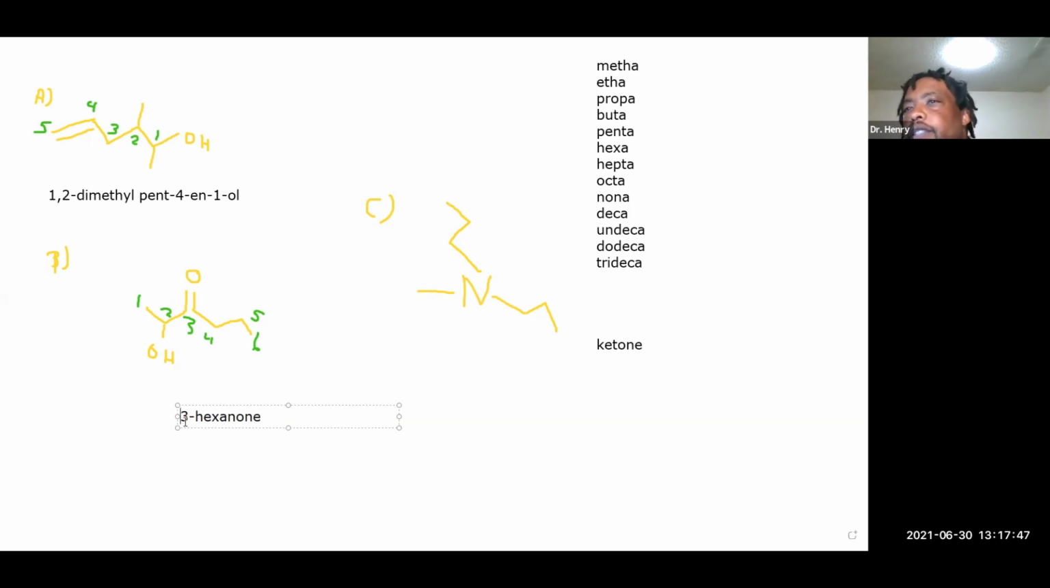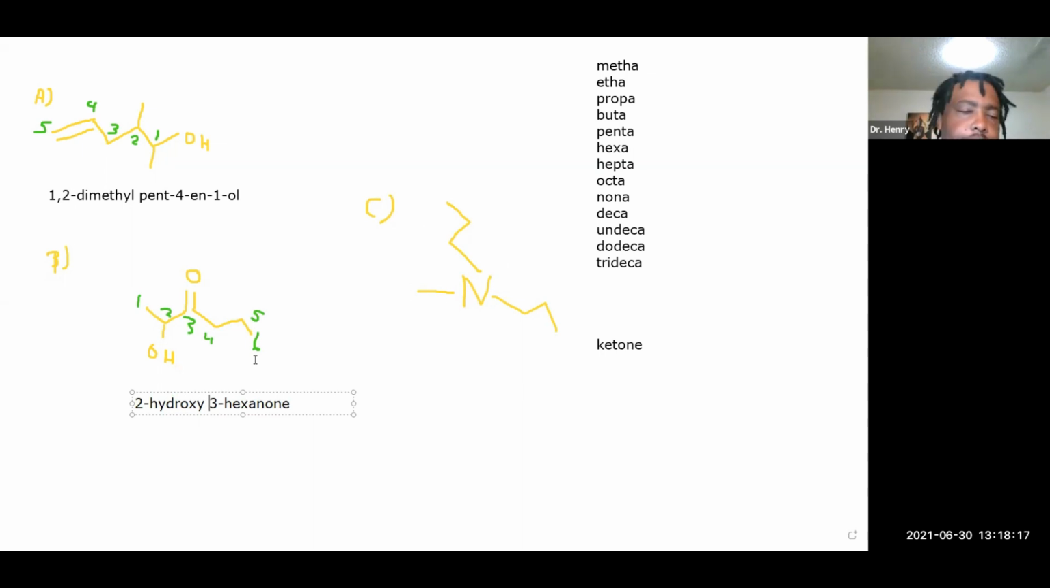Okay, is there anything else? Any other structure? And where's that hydroxy? It's on the 2, that is correct. So it's 2-hydroxy-3-hexanone. Piece of cake?